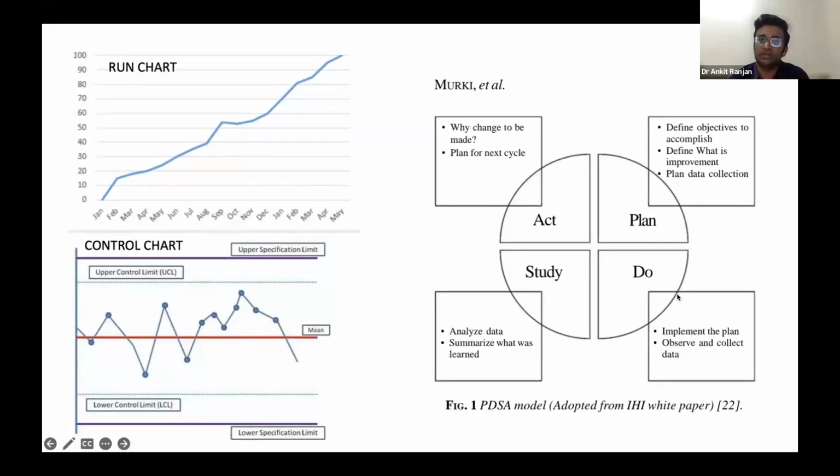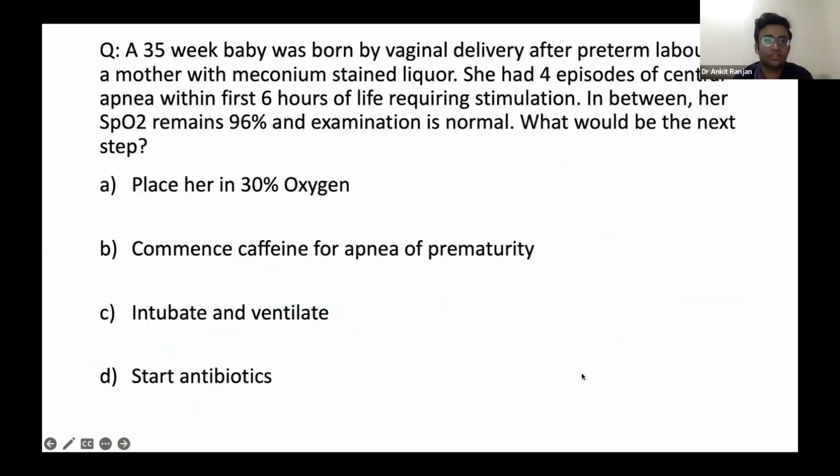So you can read about these 2 charts. And as many of you have predicted, PDSA stands for plan, do, study, and act. So we plan certain things or objectives to be accomplished, we plan the data collection, then we do the changes, implement the plan and observe and collect data. Then we study what we have collected and analyze the data, and we act upon it for the next cycle, and what changes are to be made next. So in a QI study, it is very well possible that you may end up with 5, 6, 7 PDSA cycles, multiple PDSA cycles.